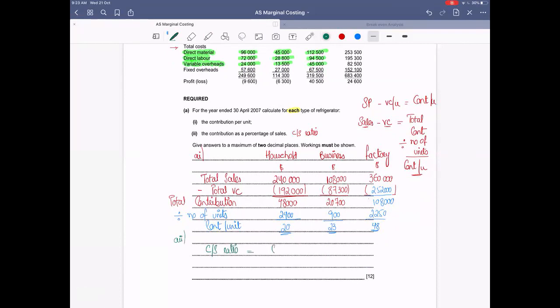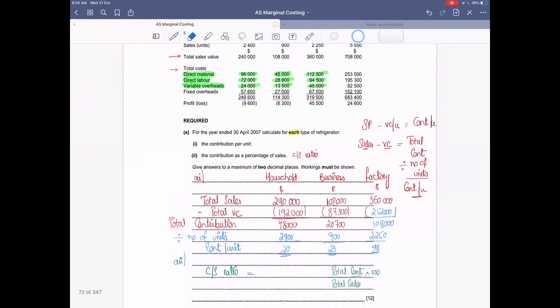either I can use my contribution per unit and then divide that by the selling price, which is sale per unit, and then multiply it by 100. Or I could use my total contribution and then divide that by total sales and multiply it by 100. Either way, the answer would be the same. Either I would be using total figures, or I could also be using per unit figures. But for this question, I think I'll be using total figures because I do have total contribution already, and I also have my total sales value.